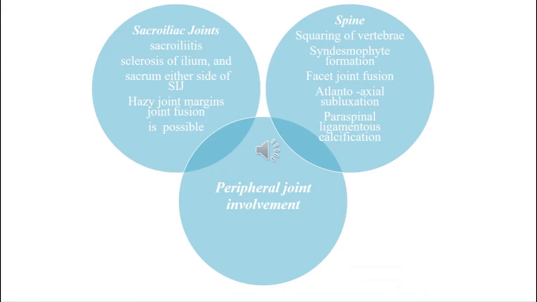I'll let you read this in your own time, but I've divided the symptoms here into 3 overarching categories. There are problems with the sacroiliac joints commonly, there are problems with the spine commonly, and it's also not unusual to get peripheral joint involvement, so a shoulder or a knee or a hand or an ankle even.